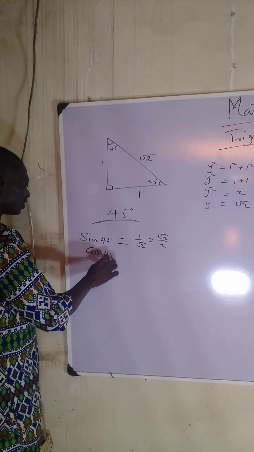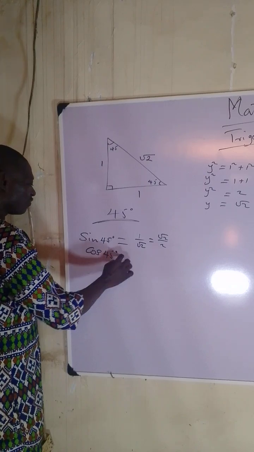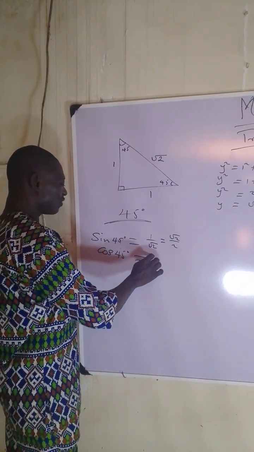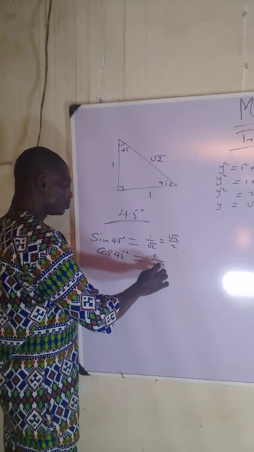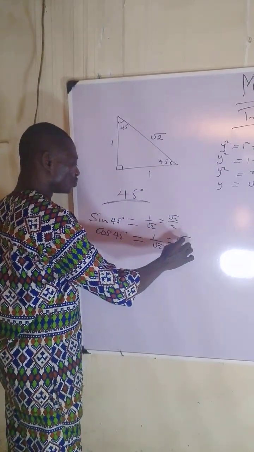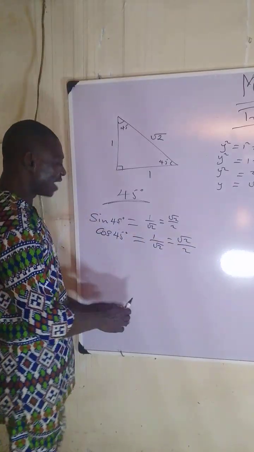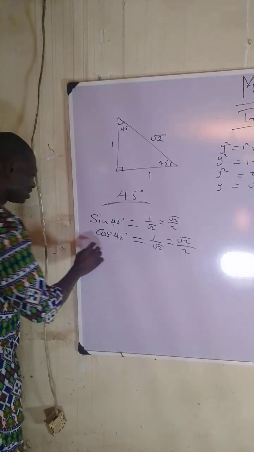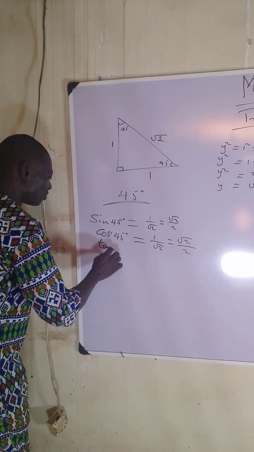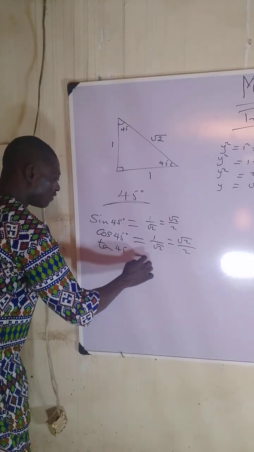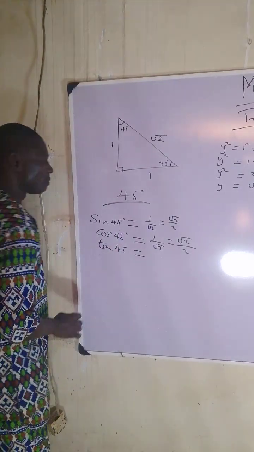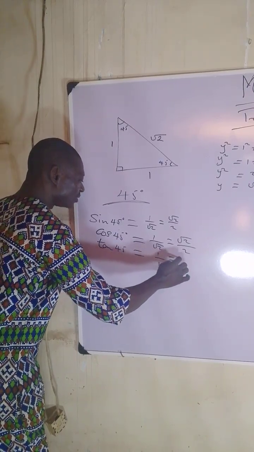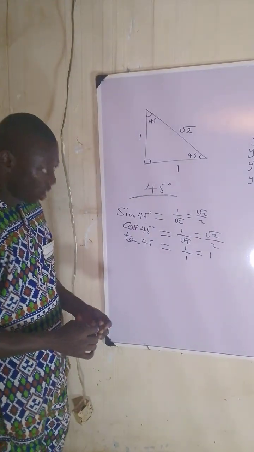Also, cosine of 45 degrees. The cosine of 45 degrees now will also be adjacent over hypotenuse, which is 1 over root 2, which will give us the same root 2 over 2. Remember, whether it is this or that, they will give you the same value. Tangents, tan 45 degrees. Tan 45 degrees here will give us opposite over adjacent, which is 1 over 1. But remember that 1 over 1 means 1.